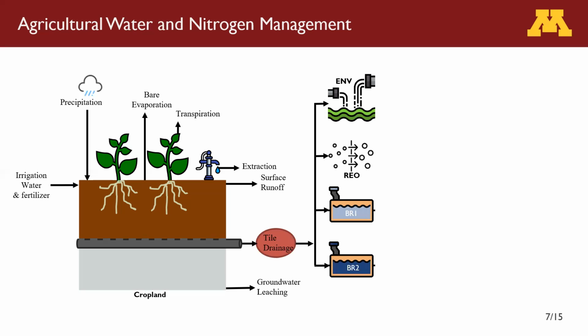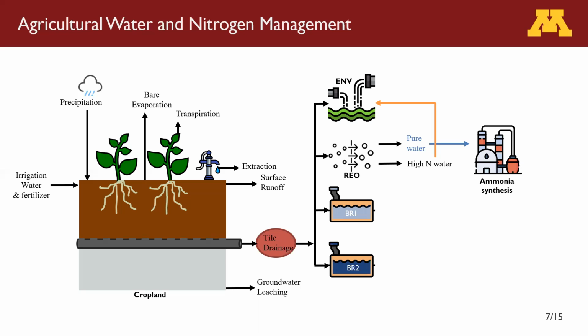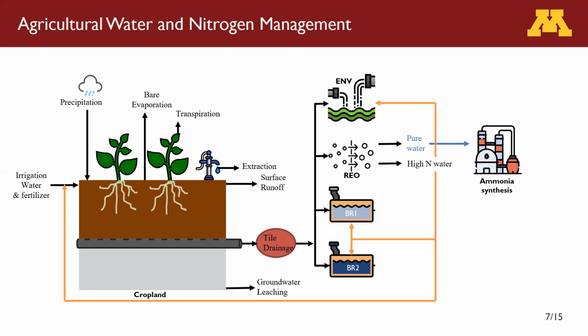The reverse osmosis process here has two outlet streams, one of which contains clean water that can be used as irrigation or process water. In contrast, the other stream contains high-nutrient water, which can be released to the environment as liquid pollution, applied back to the cropland as supplemental nitrogen, or sent to the bioreactors for denitrification. Drainage water can also go to the bioreactors.